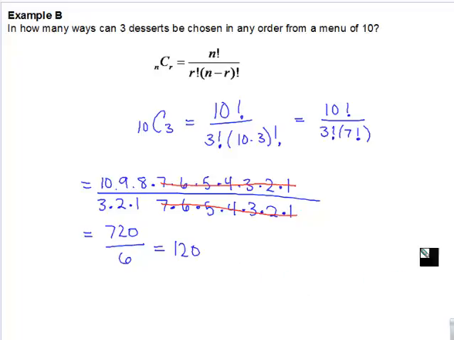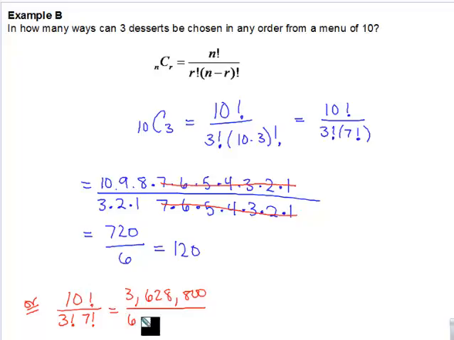And again, if you were going to do this just in the calculator using the factorial button, you'd have 10 factorial over 3 factorial times 7 factorial. So 10 factorial is 3,628,800, divided by 6 times 7 factorial, which is 5040. So 3,628,800 divided by 30,240.